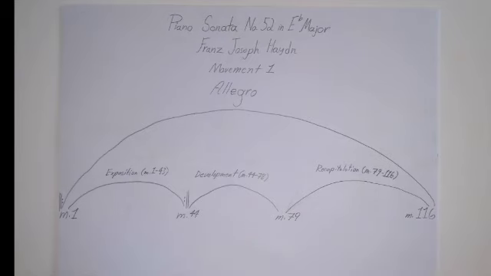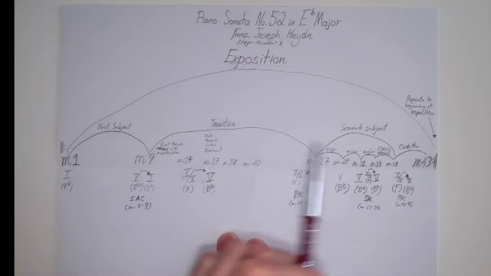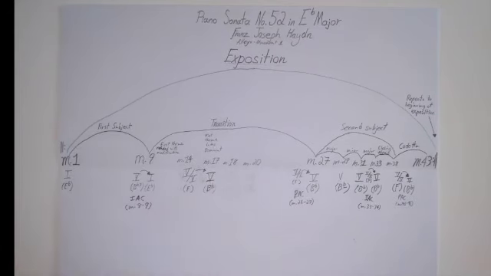So let's begin by breaking down what's going on in the exposition. We can see here that the exposition is broken up, for the most part, into 4 sections. The first 8 measures present us the first subject, which is a theme that pops back throughout the first movement.